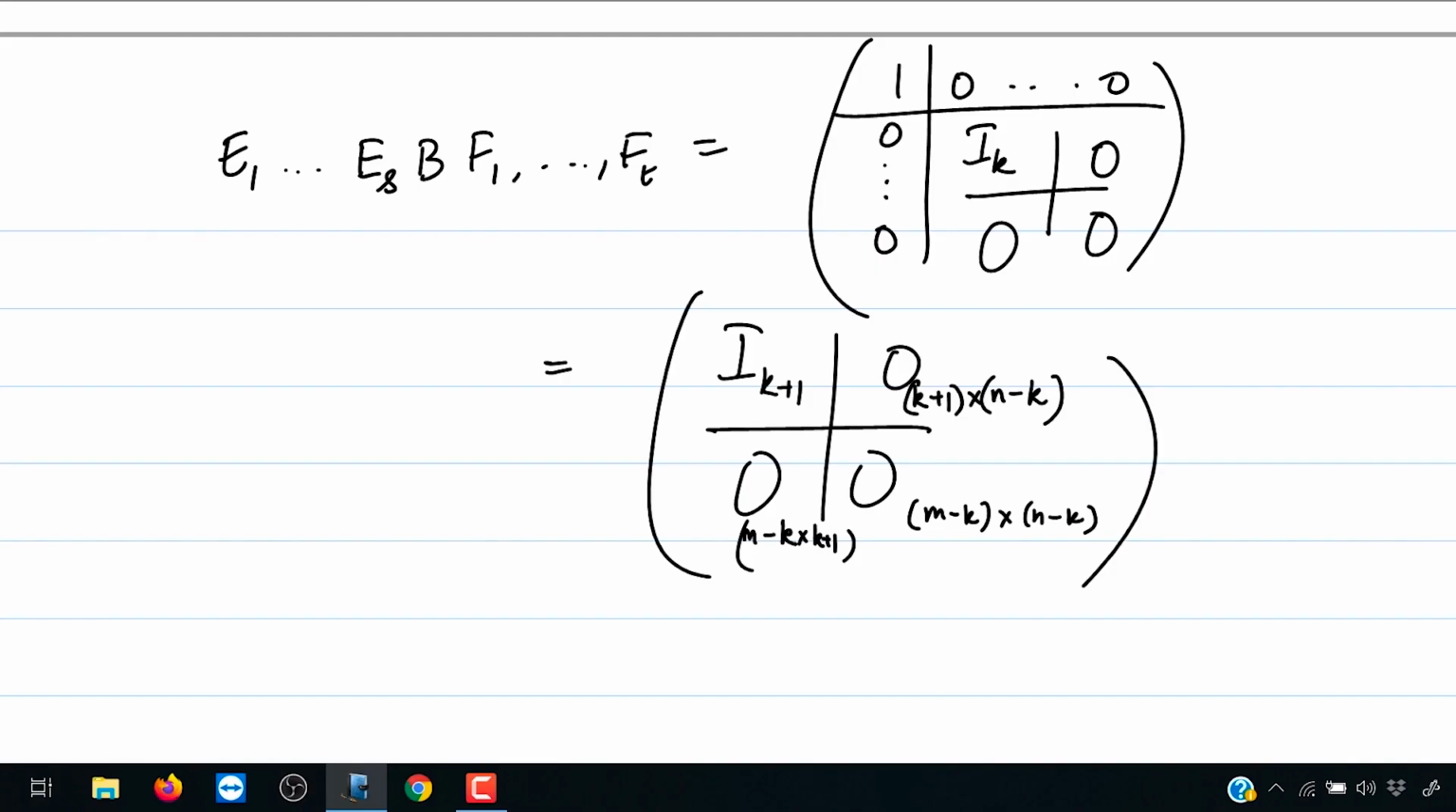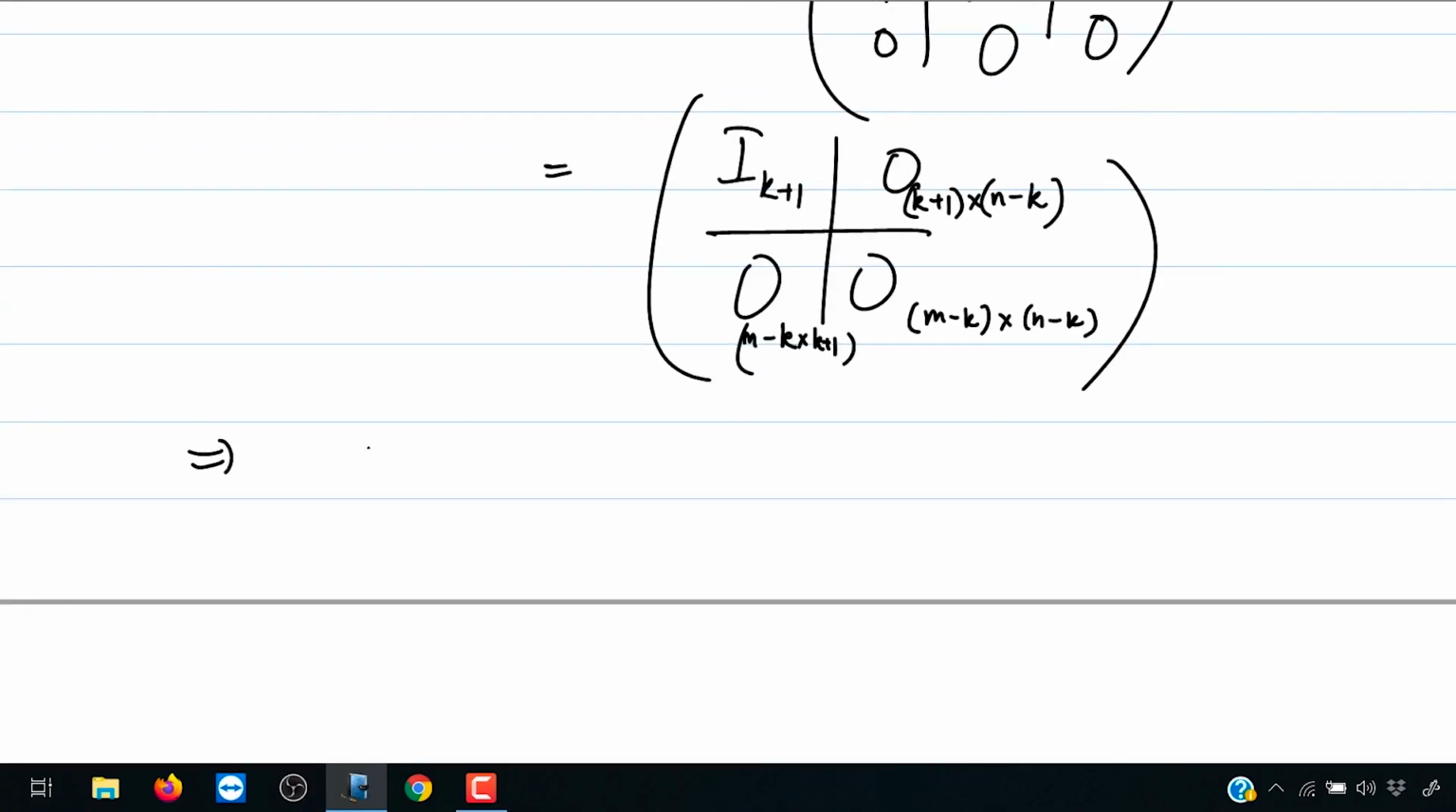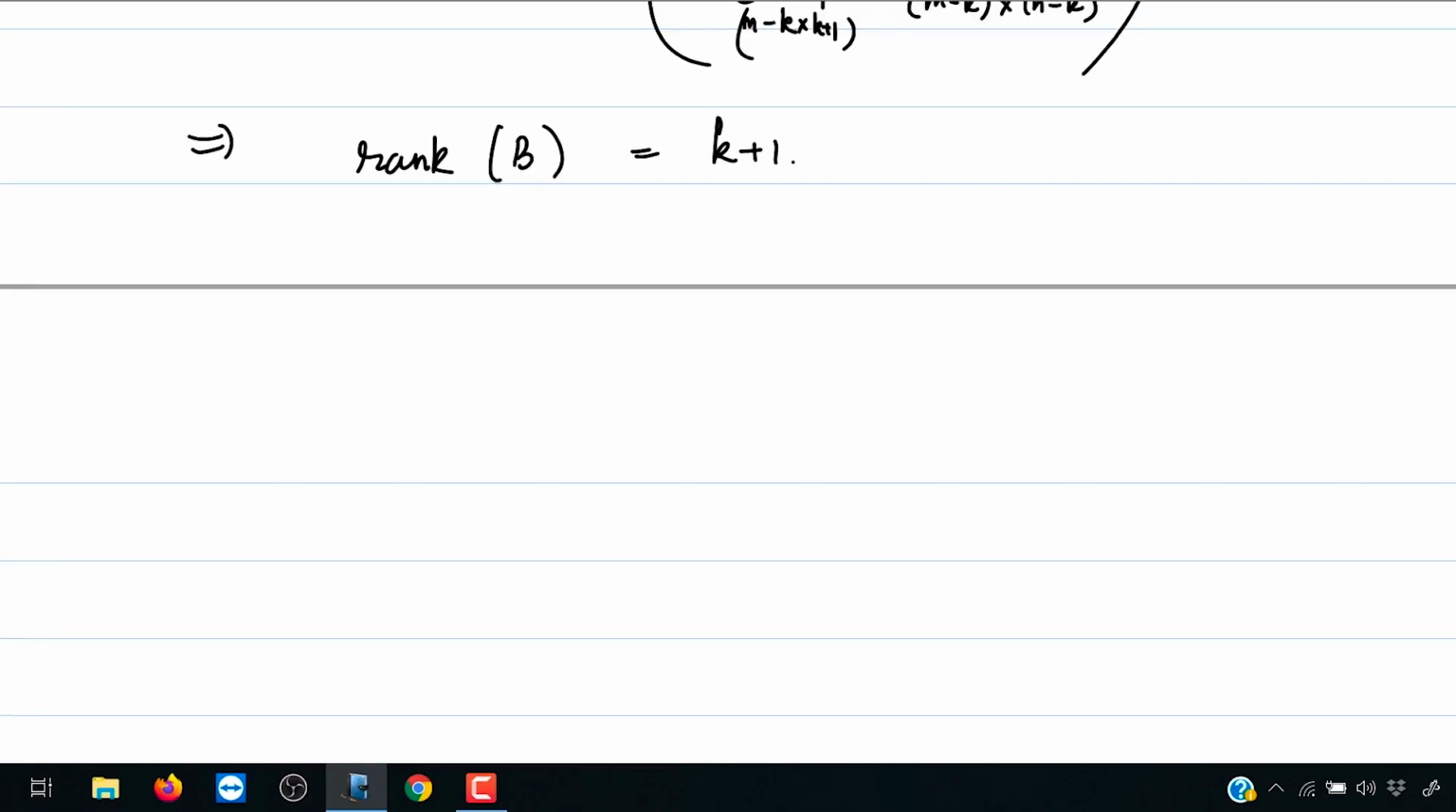But what does that mean? This means that rank of B is equal to k plus 1 by the very definition of rank and the theorems that we proved in the relevant week, in the 6th week. But rank of B is already given to us, which is equal to R. This would imply that k is equal to R minus 1, which we had set out to prove. So that completes the second problem.